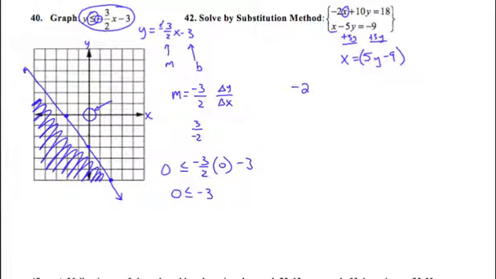Negative 2. Now instead of x, I'm replacing it with this 5y minus 9 plus 10y equals 18. All right, now I'm just going to solve this equation, so I would distribute the negative 2. So negative 10y plus 18 plus 10y equals 18. All right, so negative 10y, positive 10y, that's going to give me 0. So I'm left with this statement, 18 equals 18.